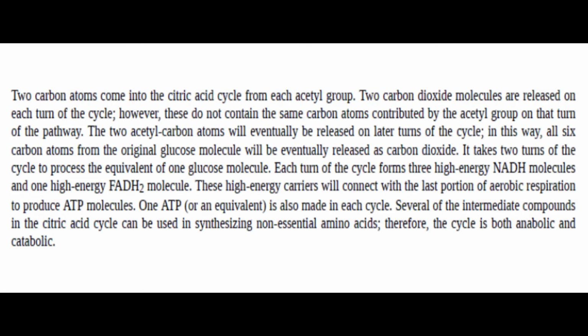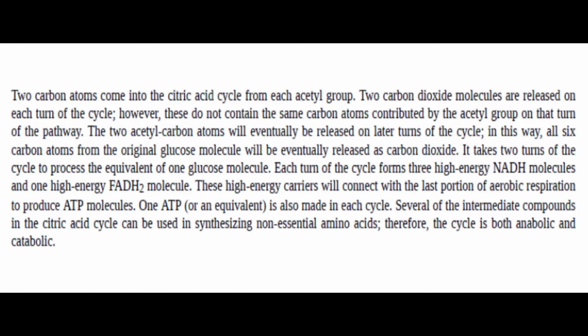2 carbon atoms come into the citric acid cycle from each acetyl group. 2 carbon dioxide molecules are released on each turn of the cycle. However, these do not contain the same carbon atoms contributed to the acetyl group on that turn of the pathway. The 2 acetyl carbon atoms will eventually be released on later turns of the cycle. In this way, all 6 carbon atoms from the original glucose molecule will be eventually released as carbon dioxide.